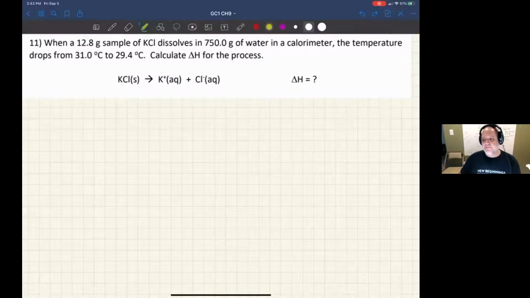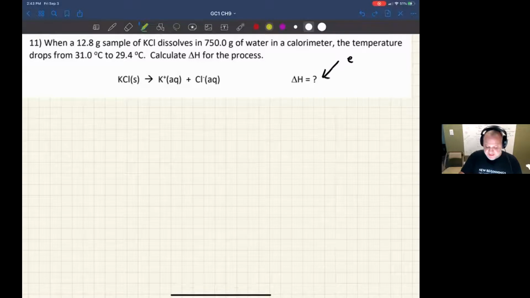All right. The big finishing question in a thermochemistry chapter in Gen Chem 1 is a calorimetry question. Now, this is a coffee cup calorimeter. It's at constant pressure. We're going to assume that the density is 1 gram per milliliter for the system. And that way we can calculate the delta H.